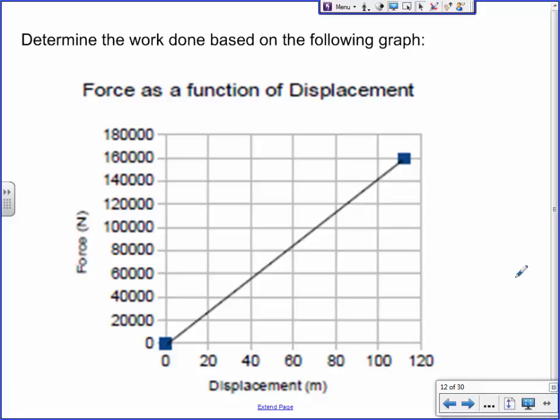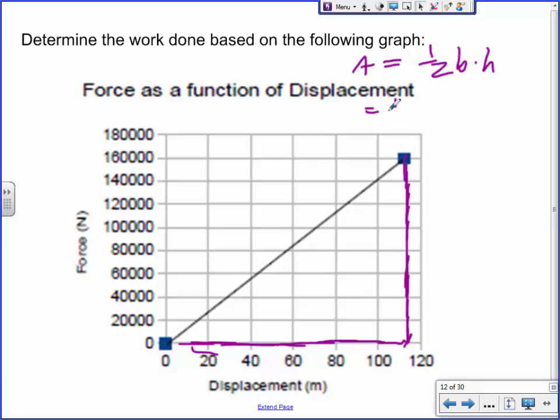So let's try an example here. This is something that you might see on a test. Find how much work was done or how much energy was expended. You could calculate the slope. That's not what we're looking for, though. Slope's not actually relevant to this graph. What we need to do is figure out how much area this triangle has. The area of a triangle is 1/2 base times height.